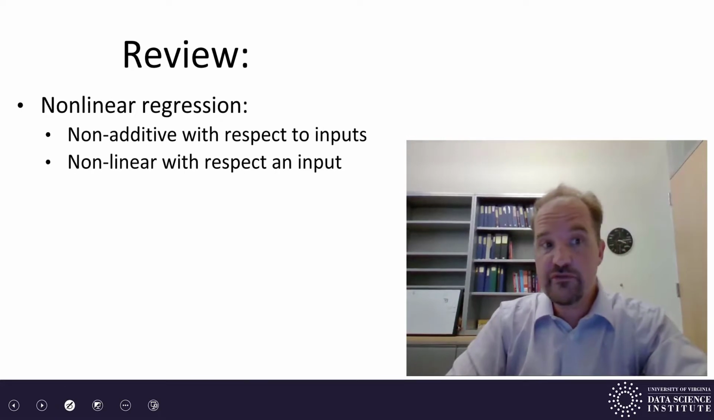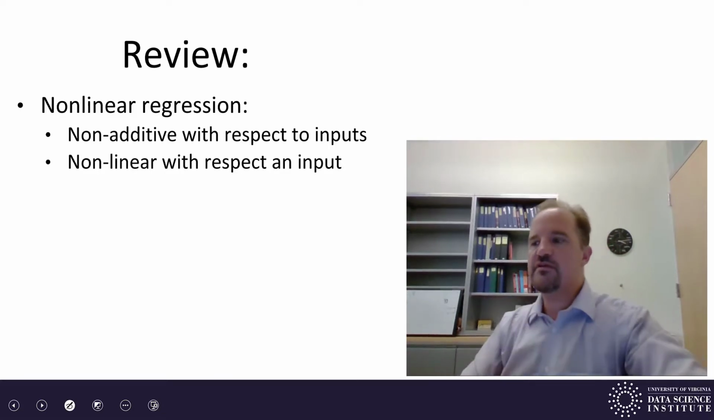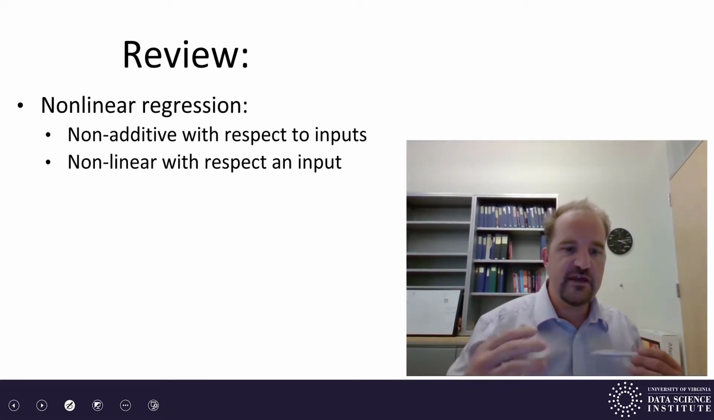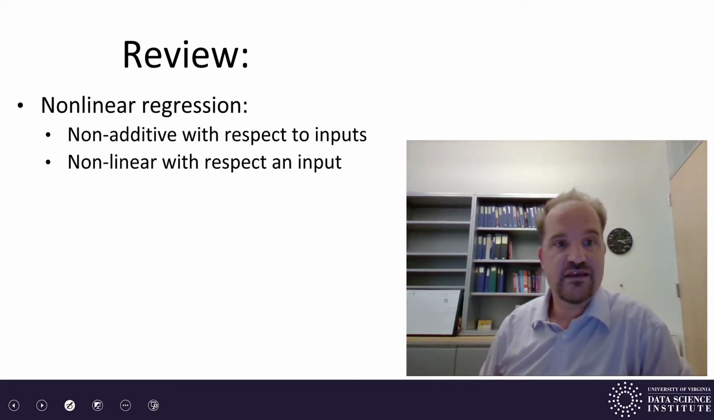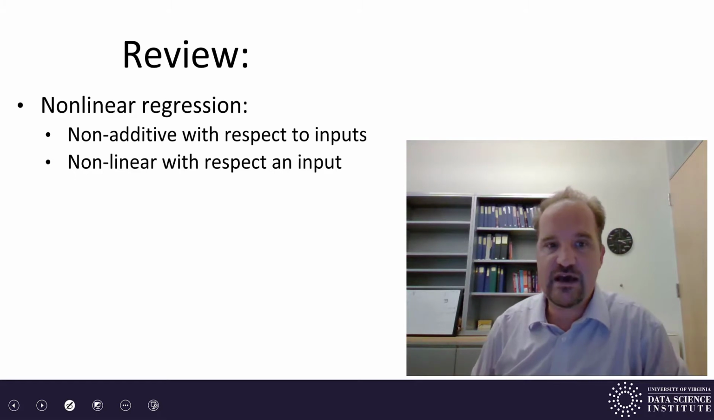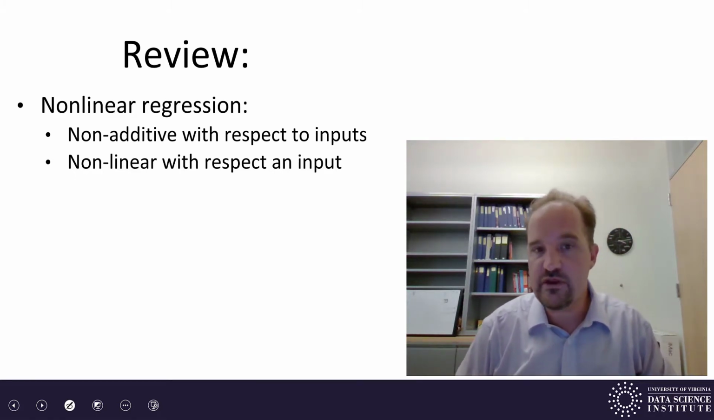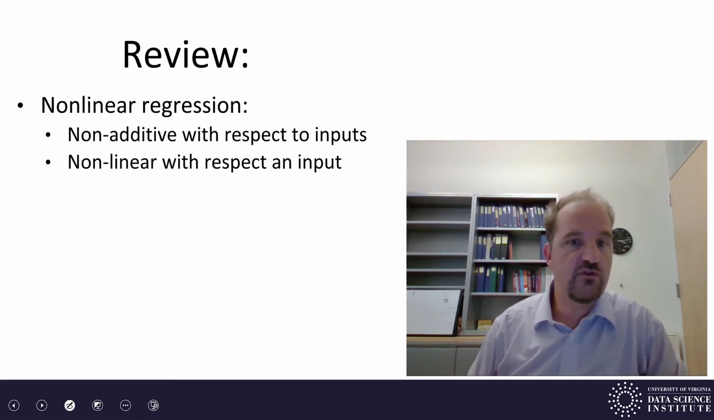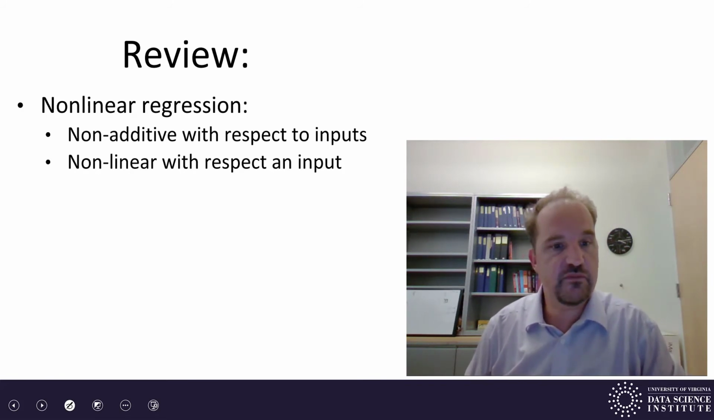So in review, we've talked about doing nonlinear regression. This is a regression that we're setting up in parametric equations similar to linear regression, but we're relaxing that linear requirement. The two ways we've talked about doing that are using regression where the formula is non-additive with respect to the multiple inputs, meaning there are interaction terms, or where the regression is nonlinear with respect to an individual input, meaning there are polynomial functions of individual inputs.